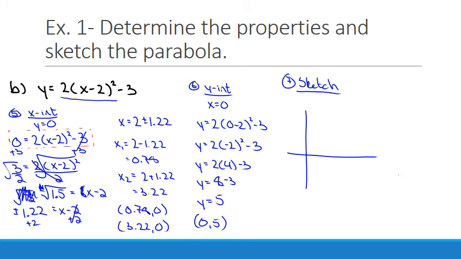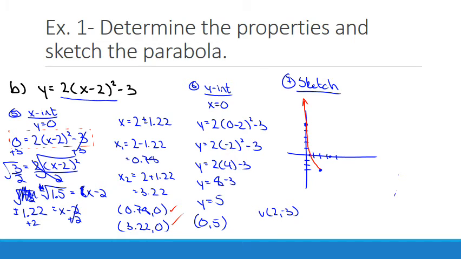All right, so let's start paying attention here. My vertex was 2 and minus 3. So 1, 2, 1, 2, 3. So I know my vertex is right there. My x-intercepts are right over here. 0.78 is basically 1, so I'm going to go like that. 3.22 is just after 3, so 1, 2, 3, 4. I'll put it here. My y-intercept is 5. 1, 2, 3, 4, 5. Okay, and then I have that part already done.